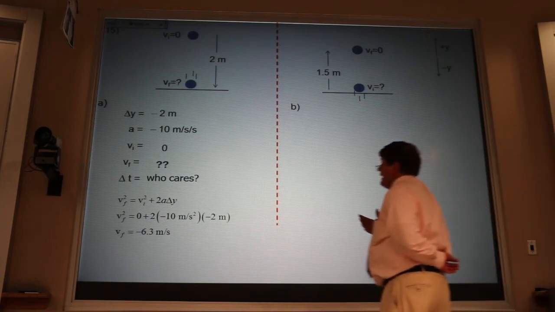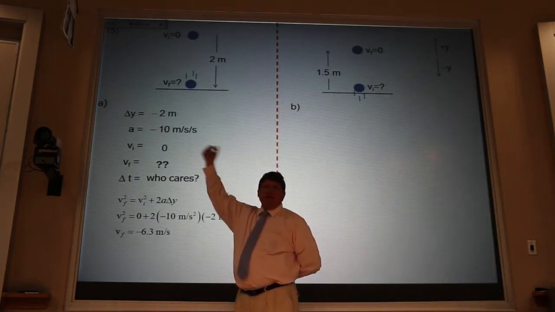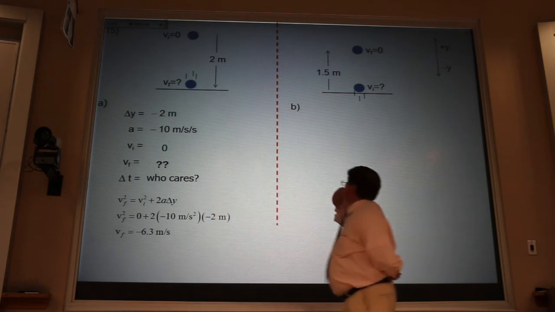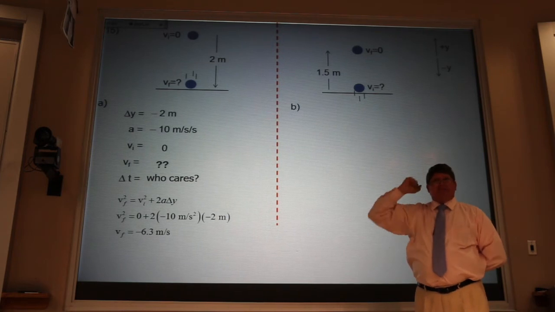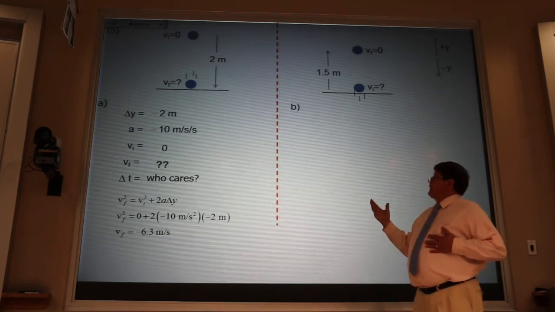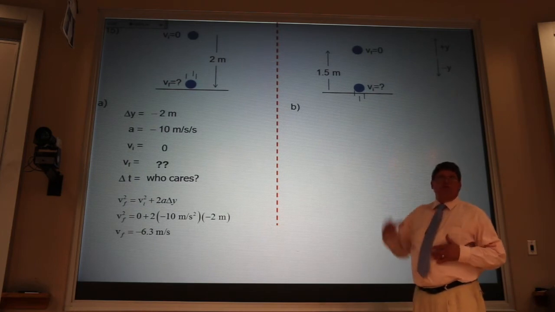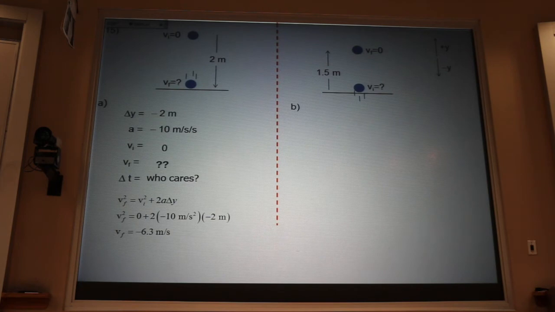Now, it was going 6.3 meters per second right before it hit the ground. Is it reasonable to assume that it left the ground also going 6.3? Why not? Because it doesn't go back up to 2 meters. Yeah, if it was going 6.3 meters per second, it would go up 2 meters. It didn't. So it's got to be something slower than 6.3.